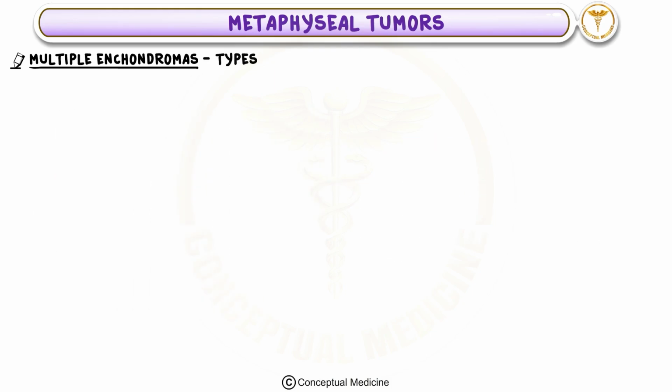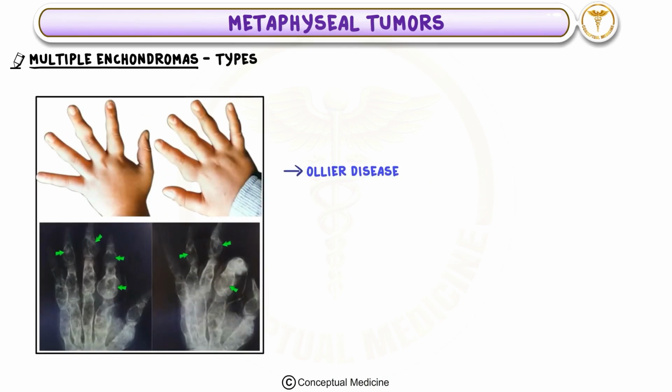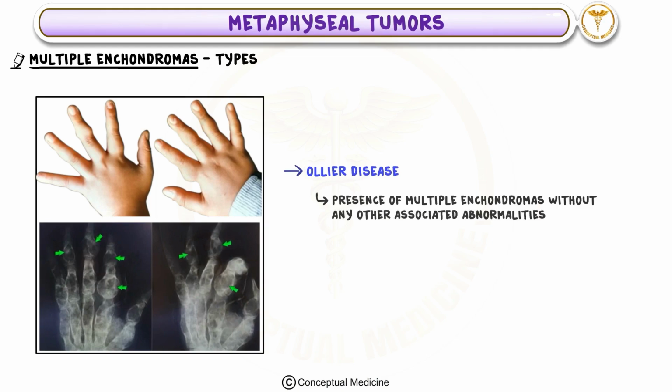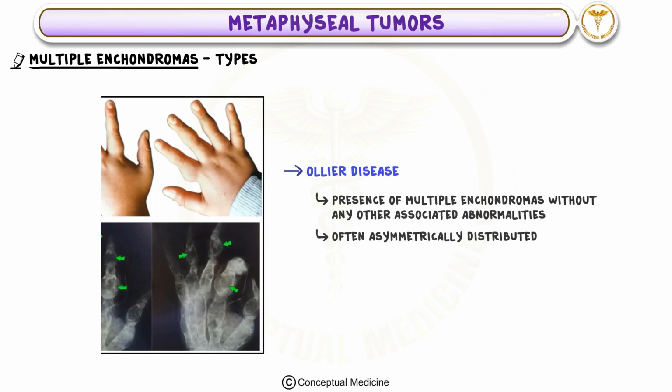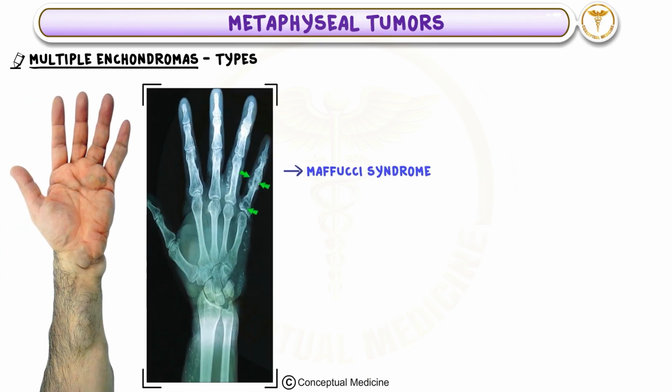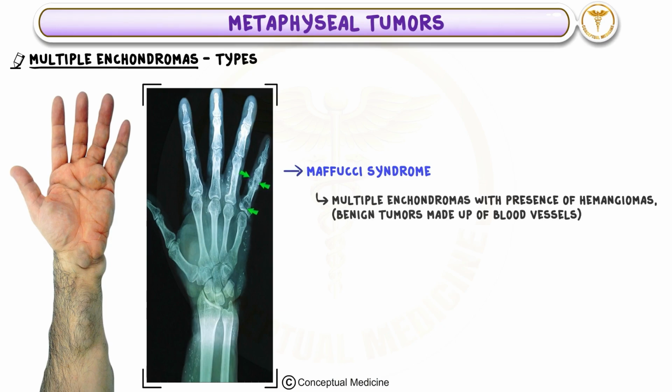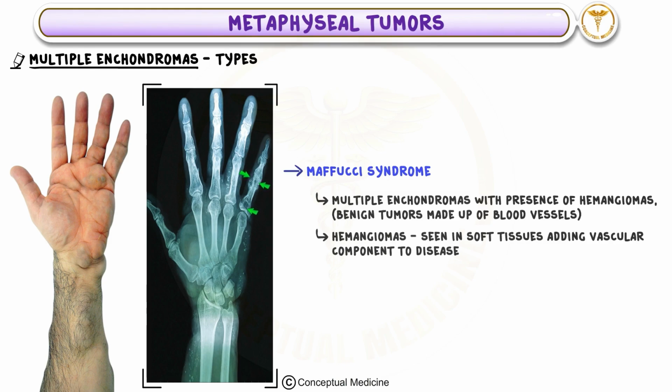Types. 1. Ollier disease, characterized by the presence of multiple enchondromas without any other associated abnormalities. The enchondromas are often asymmetrically distributed. 2. Maffucci syndrome. Patients have multiple enchondromas, just like Ollier disease, but with an additional feature, the presence of hemangiomas, which are benign tumors made up of blood vessels. These hemangiomas can be seen in the soft tissue, adding a vascular component to the disease.